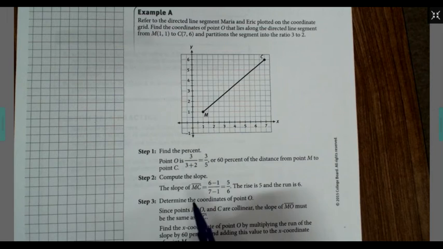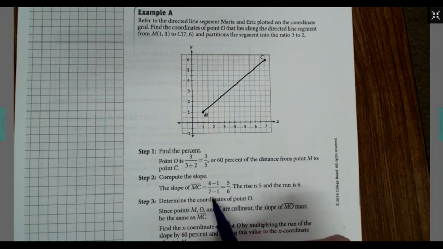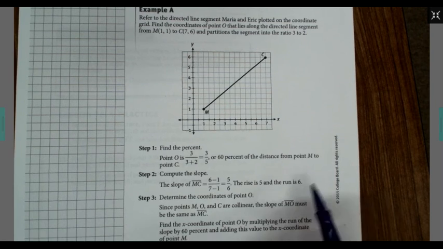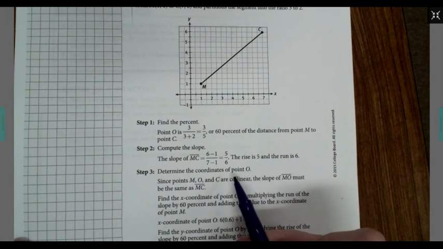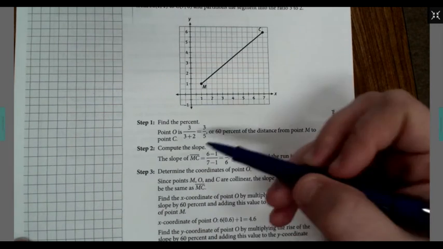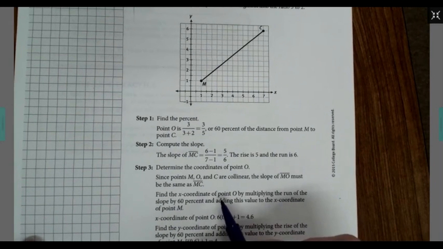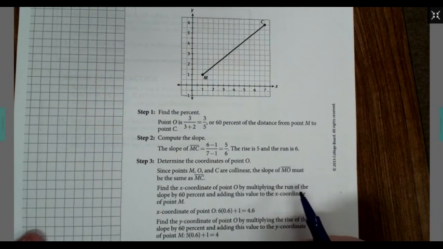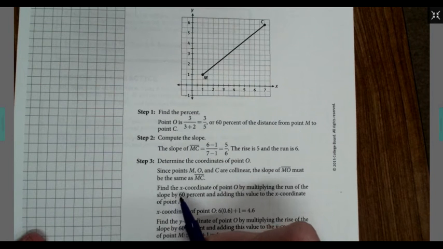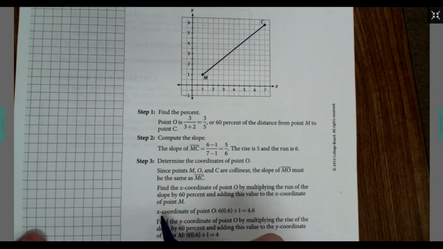Compute the slope. The slope of MC here is 6 minus 1 equals 5, and 7 minus 1, which is 6. So the rise is 5 and the run is 6. It says determine the coordinates of point O. Since points M, O, and C are all collinear, meaning they lie on the same line, they must all have the same slope. It says find the x-coordinate of point O by multiplying the run of the slope by 60% and adding this value to the x-coordinate.